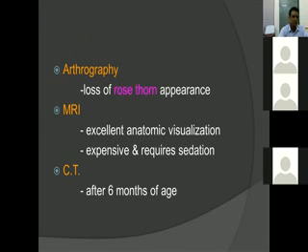Next is arthrography, where you inject a dye into the joint and take an X-ray. There will be loss of the rose thorn appearance because of the ligamentum teres and limbus which forms on the femoral epiphysis. Normally there will be an appearance of rose thorn, but because of the dislocation, there will be loss of the rose thorn appearance.